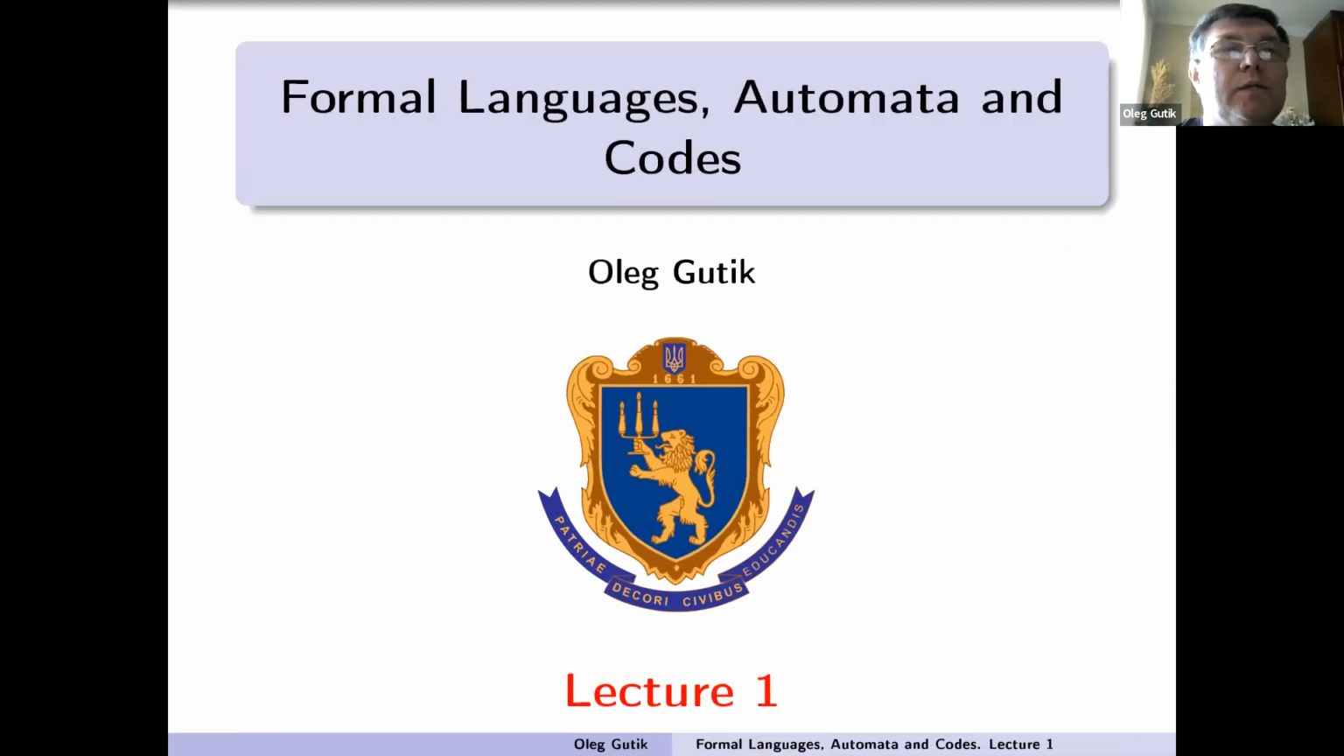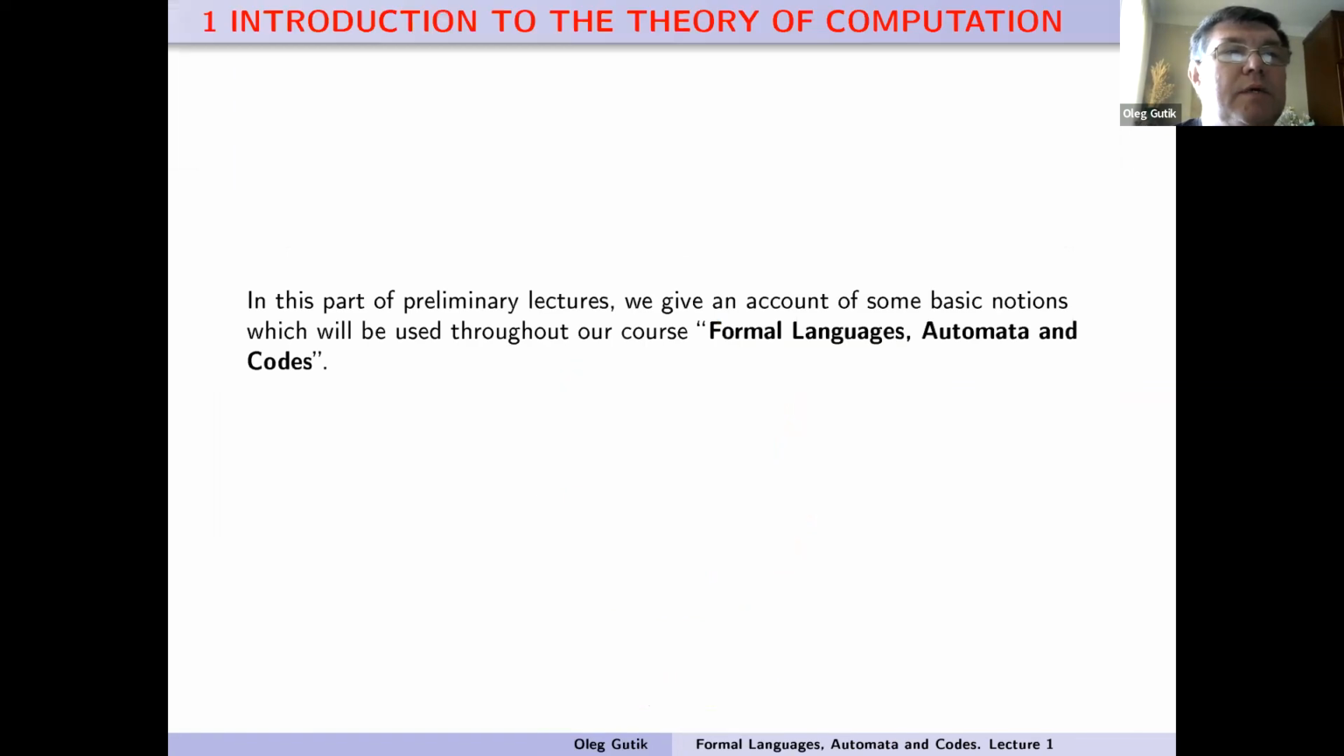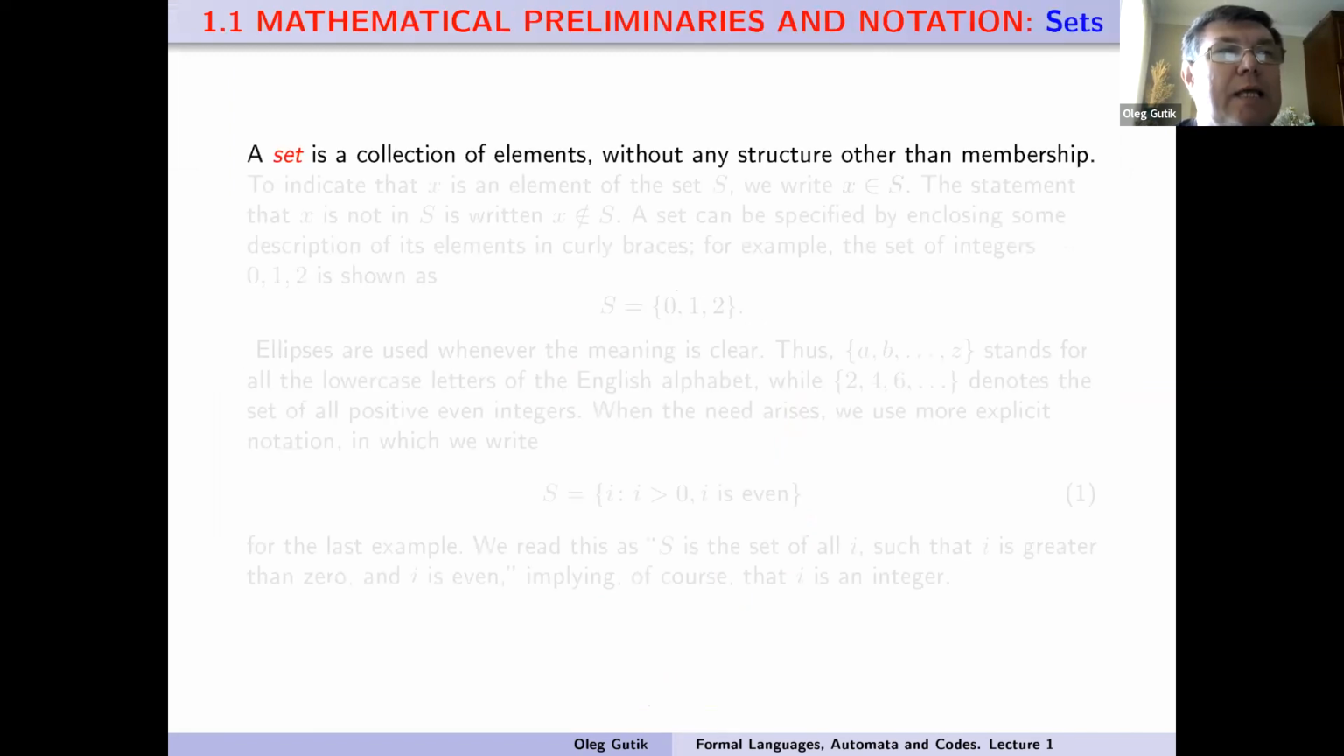Lecture number one. In this part of the preliminary lectures, we give an account of some basic notions which will be used throughout our course: formal languages, automata and codes. A set is a collection of elements without any structure other than membership.